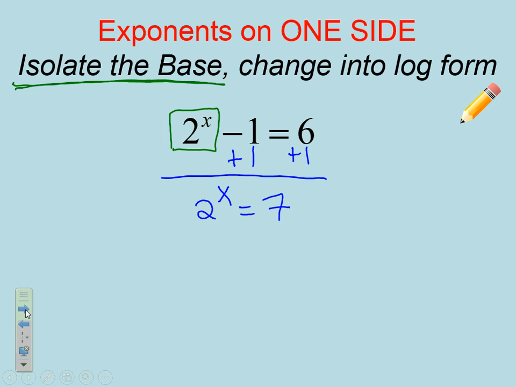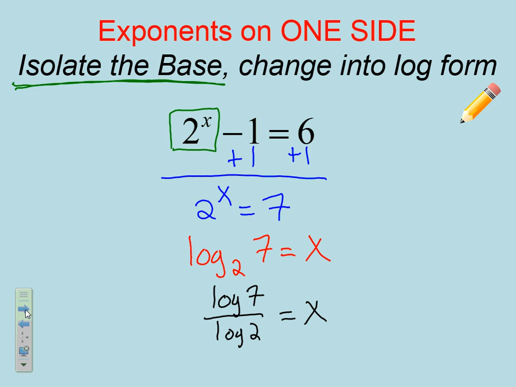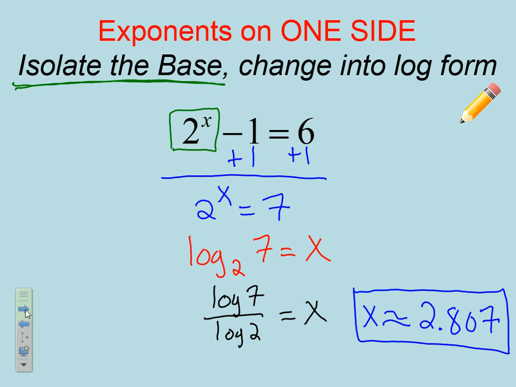Now, since I've isolated my base, I need to change this into log form. So I have log base 2 of 7 equals x. Now x is all by itself. I'm going to use the change of base formula, so it's going to be log 7 all over log 2 equals x. Once I type that into my calculator, I'm going to get x equals approximately 2.807. And there is my answer, ladies and gentlemen.